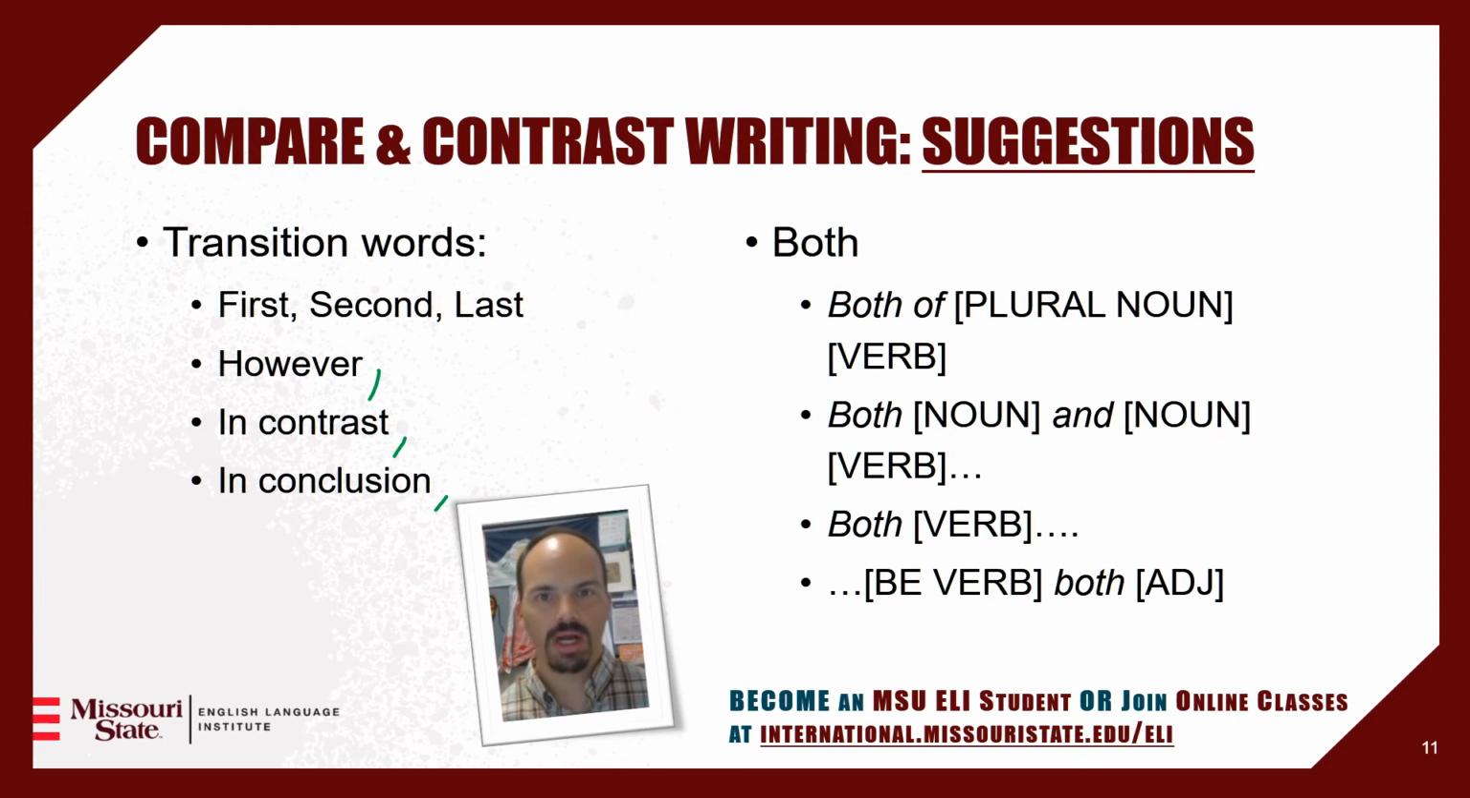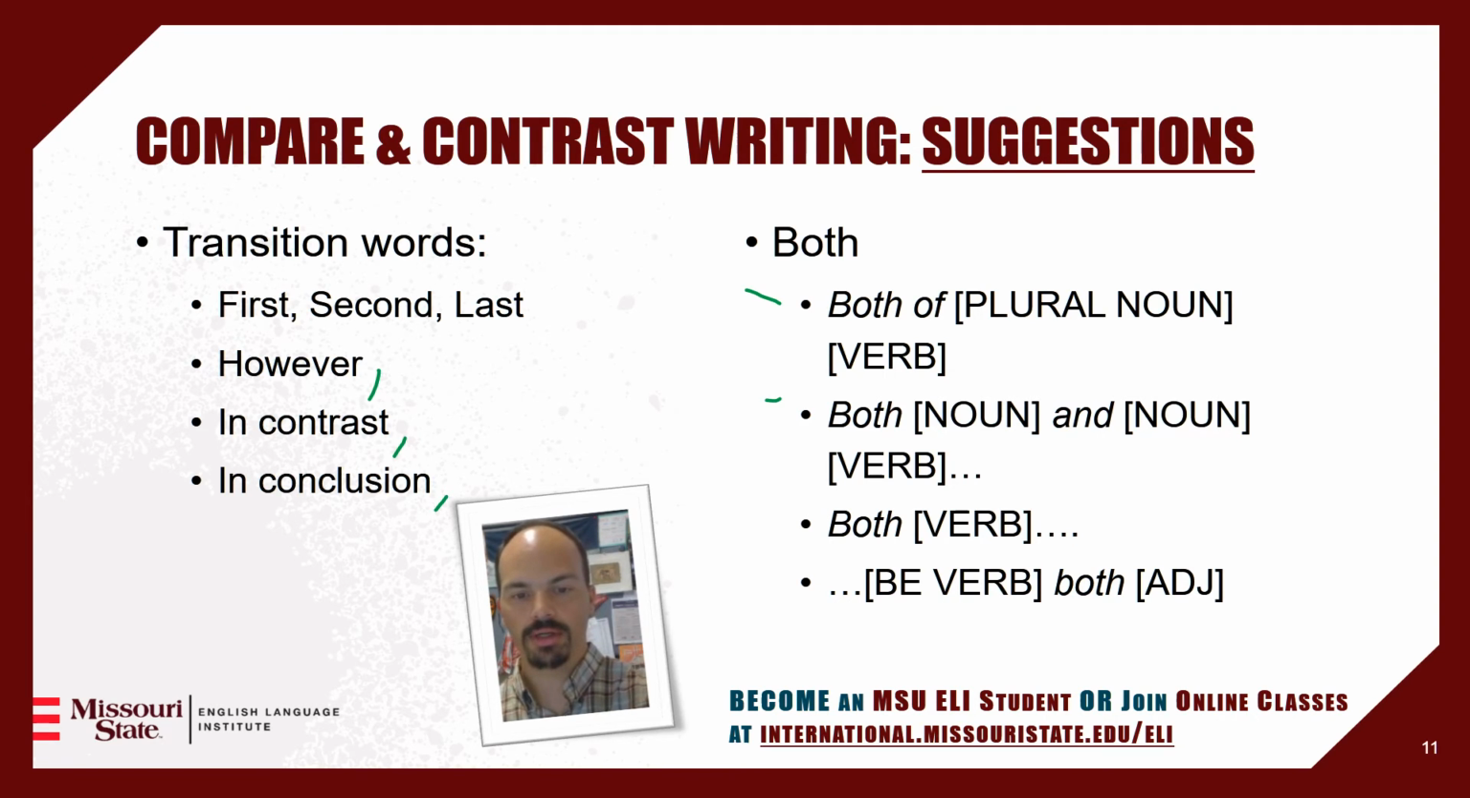Another word that is a key word you'll find in compare and contrast is both. This is for showing similarities. There are several different ways of using it. For example, here we have both of, which is followed by a plural noun, and then the be verb. For example, both of them, both of the students are, both of them are. Actually, you could use any kind of verb there. Both of them like, both of them hate.